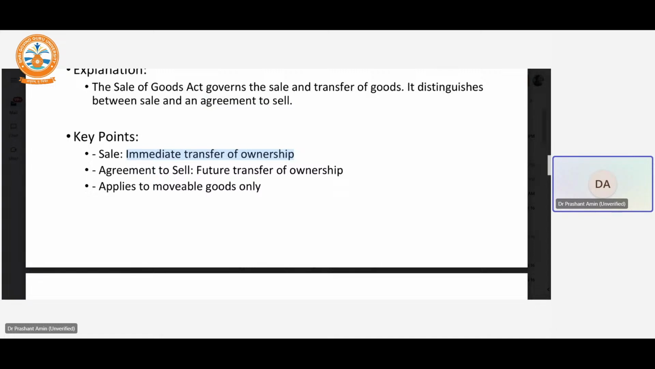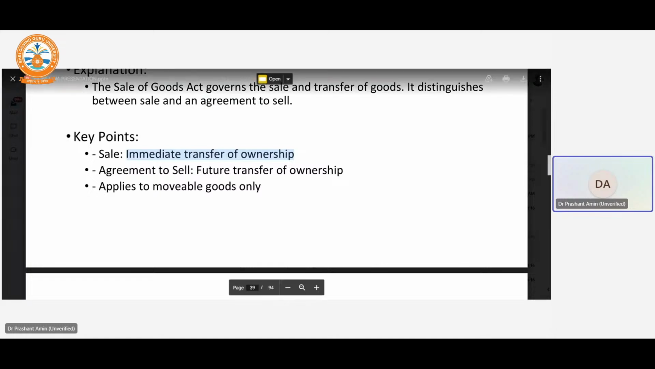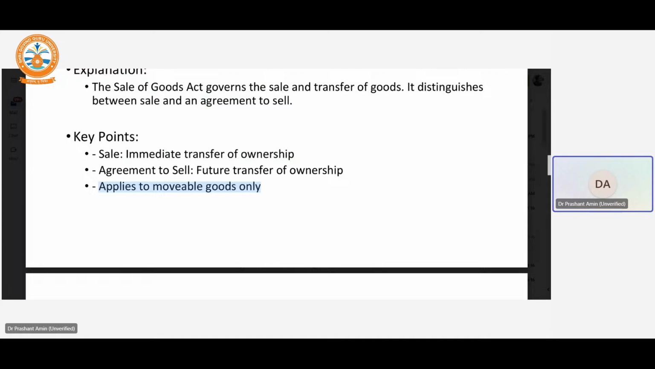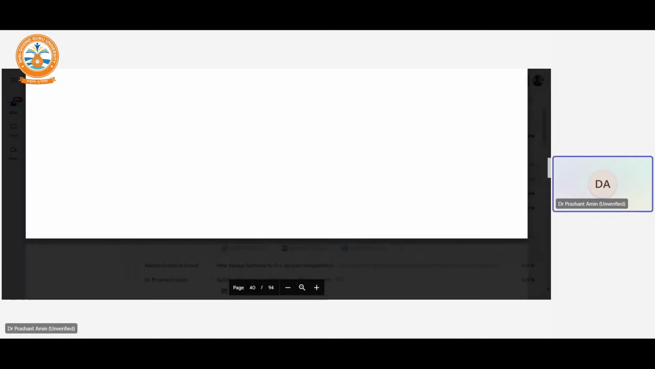Right? Anyway, we are not discussing that particular Transfer of Property Act as of now, but you need to understand that goods are also a kind of property. In that sense, I just want to explain that sale is an immediate transfer of ownership. Agreement to sell is a future transfer of ownership. You are not immediately transferring. Agreement to sell is related to the future. Sale is an immediate transfer of ownership, which applies to movable goods, not to immovable property. Right? Okay.